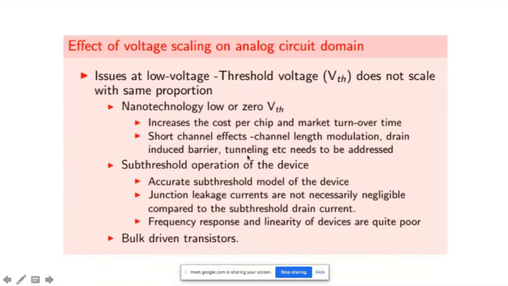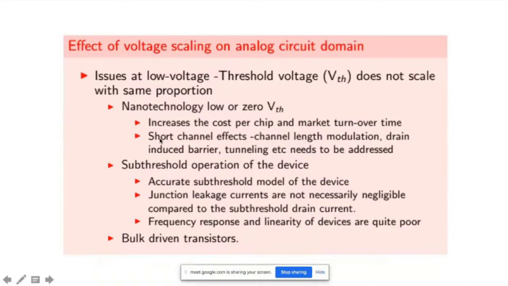Now, when you say low voltage, the effect of voltage scaling on the analog circuit domain, as I showed, is that the issue at low voltage is VTH, which does not scale in the same proportion. There are different methods to tackle this in the literature. One of them is nanotechnology or low or zero VTH. That means you can go for newer technology where a very minimum VTH is required, or even zero VTH. The question is that it increases the cost per chip and the market turnover time, because you are going for new technology.